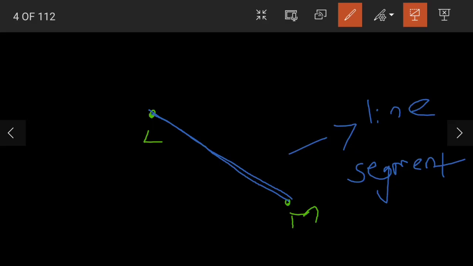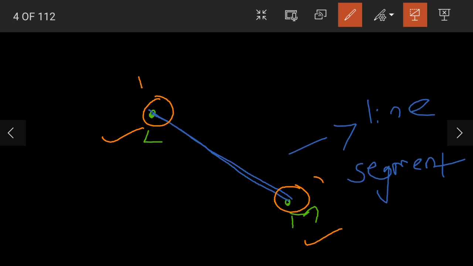And what are the properties of a line segment? As we can see, our line segment has 2 end points. Yes or no? It has 2 end points, that are point L and point M. A line segment has how many endpoints, children?